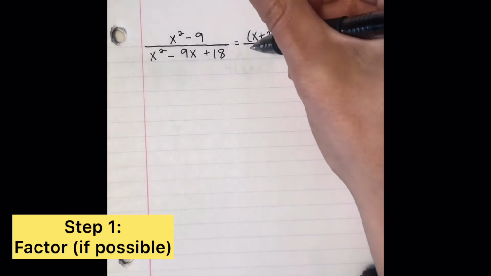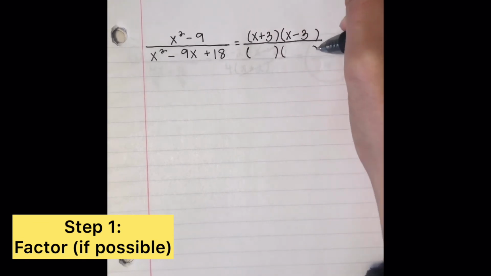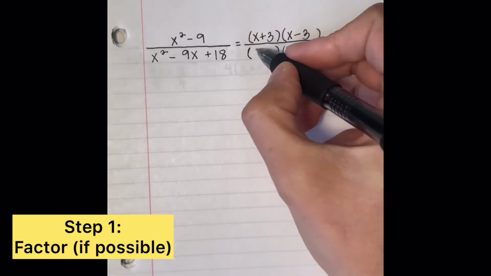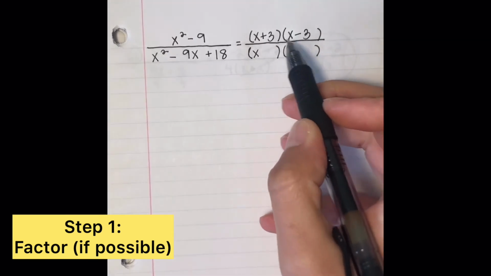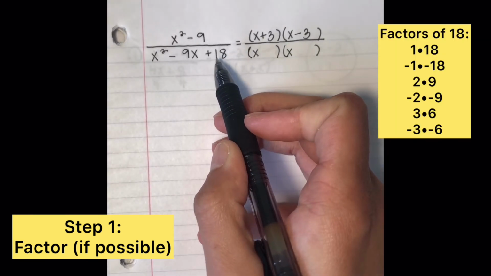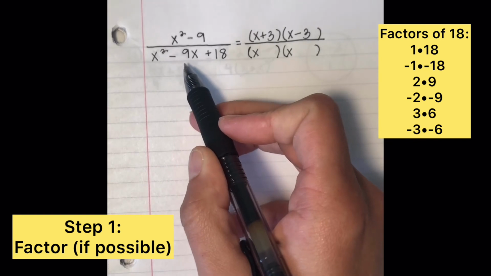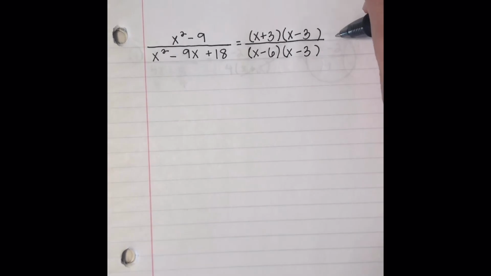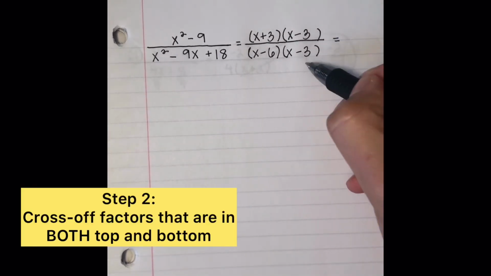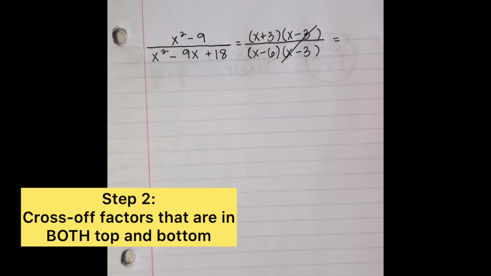On the bottom, two parentheses. We need to get x squared, so we're going to have x times x. For our numbers, we need to multiply to get 18 and add to give -9. So we're going to have -6 and -3. The x minus 3 over x minus 3 cancel out, so our final answer is x plus 3 over x plus 6.